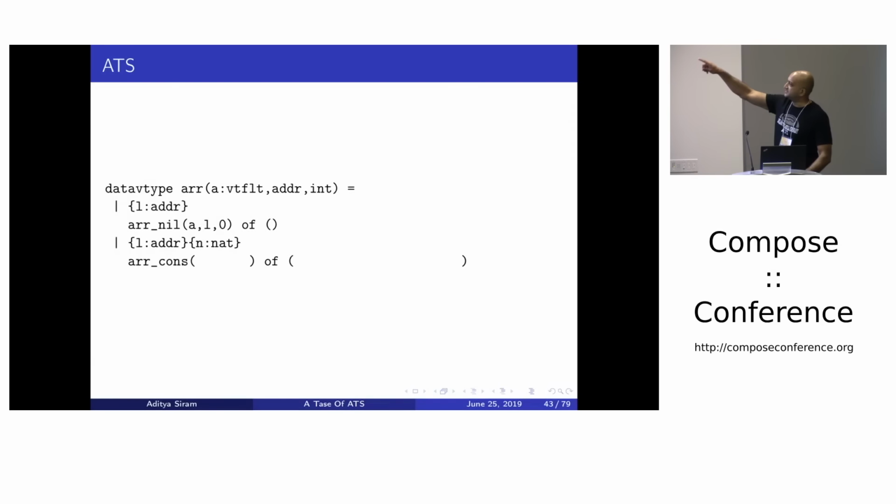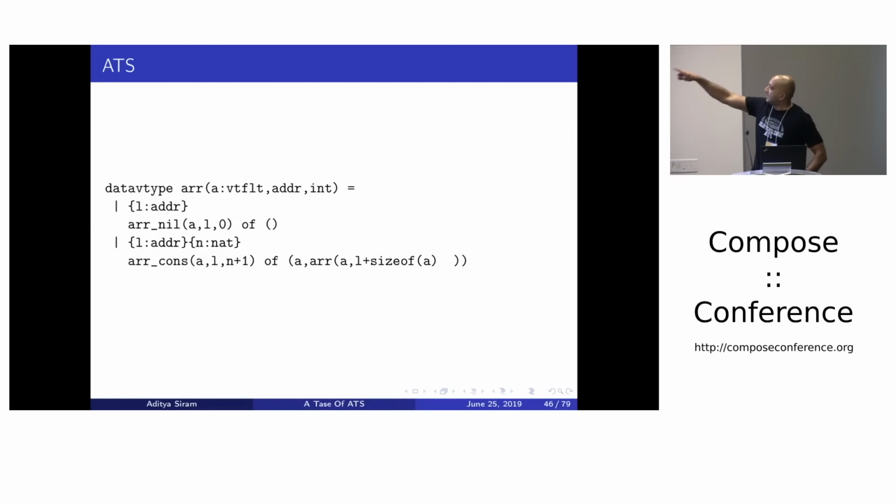A cons array takes an address and some n of type nat, and nat is actually nothing more than an integer that has a refinement that it has to be greater than 0. Nat is just there as a convenience. It's not built into the programming language or anything like that. So it takes some view type, some address, and n+1, because when you cons onto something, you have an n+1, and it recurses and returns an array type that is an A, and the address is L plus the size of A.